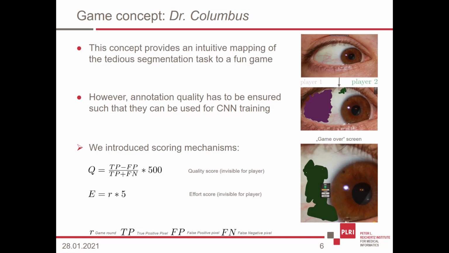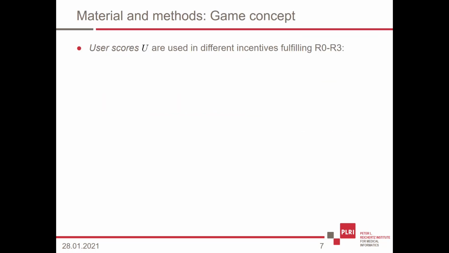Additionally, there is an effort score which is also invisible to a player. But as you can see, it increases with each game round independent of the player's performance. Finally, there is the overall user score which is shown to the user. It combines the quality score and the effort score. The user score can be used now for different incentives, fulfilling the requirements shown before.